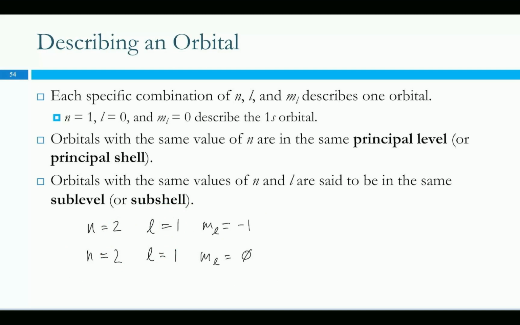What would be the last orbital in that subshell? So to be in the same subshell, it's got to be n equals 2, L equals 1, and then m sub L. Because L equals 1, that means I can have negative 1, 0, and positive 1. So those 3 sets of quantum numbers describe all of the 2p orbitals. Any questions so far? Okay.